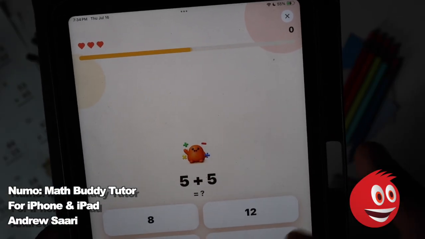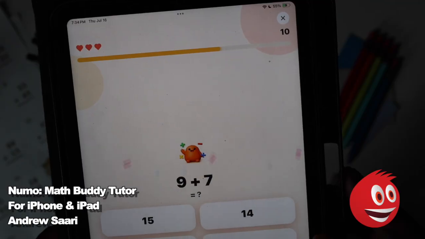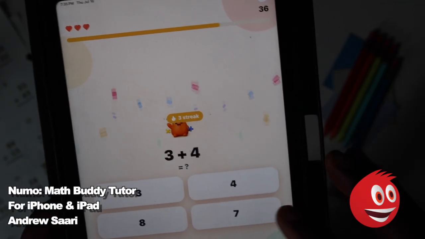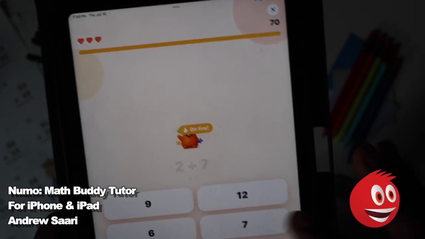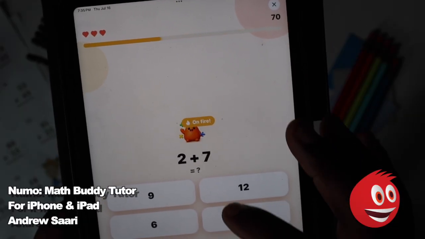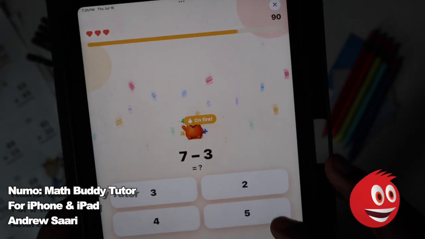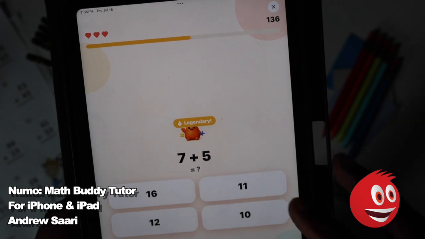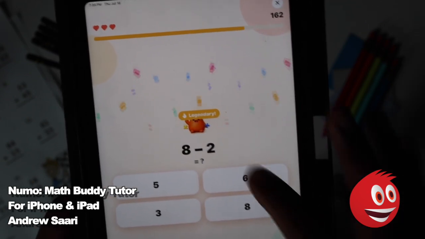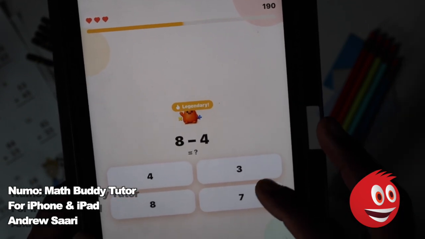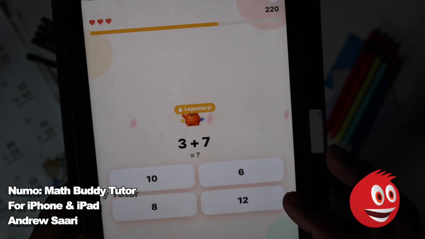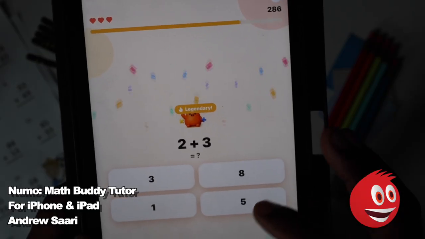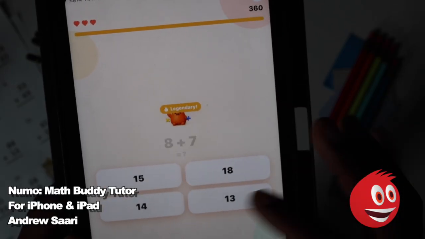Start. All right. 5 plus 5. There we go. All right. 9 plus 7. Let's go. 4 plus 4. All right. 3 plus 4. All right. 5 plus 6. 2 plus 7. Where are we? There we are. 7 minus 3. All right. 2 plus 2. All right. 7 plus 5 is what? 8 minus 2. You're going to keep going. 8 minus 4. All right. 3 plus 7. 3 plus 4. 2 plus 3. You can keep going. 9 minus 5. All right.